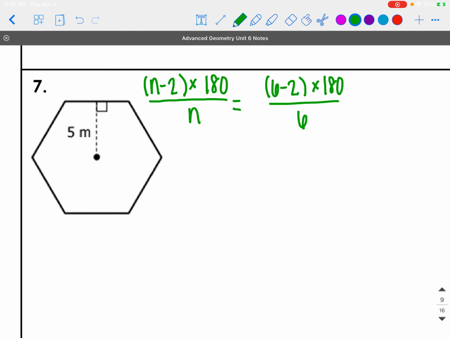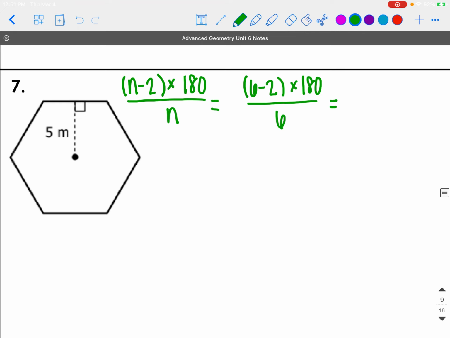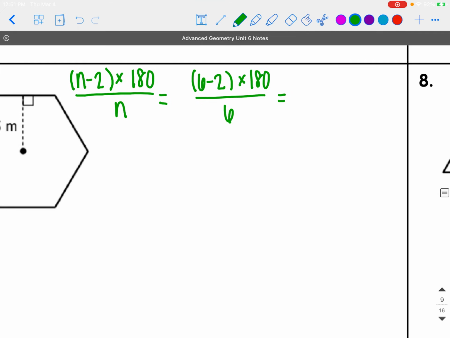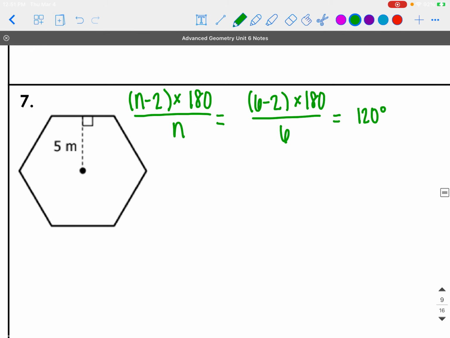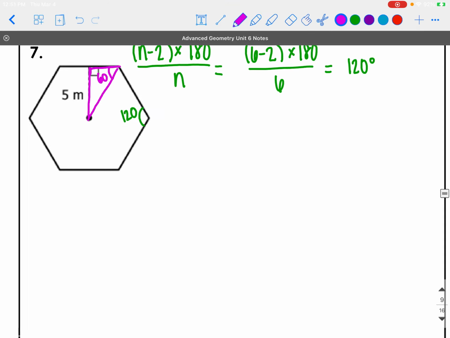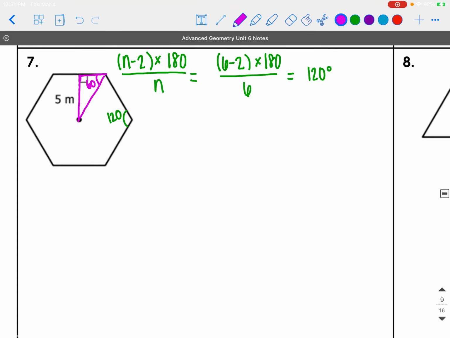So if I fill that in, and if we just type that in the calculator, we get 120 degrees. So every angle measure is 120. Now, if I want to make a triangle, this angle is half of that. So it makes it a 60-degree angle. And that means that we have a 30, 60, 90 triangle.